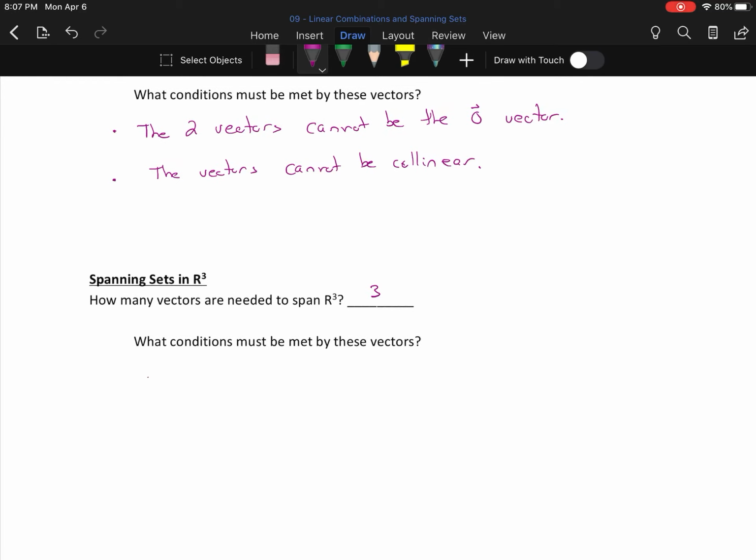In R3, how many vectors are needed to span R3? 3 vectors now are needed to span R3. And what conditions must be met here? Little hint: often this comes up on a test, or in this case an assignment, to talk about what conditions must be met by the 3 vectors. First of all, the 3 vectors cannot be the 0 vector. I'm not going to span anything with the 0 vector. So the 0 vector cannot be involved here. None of the vectors can be collinear. That's not going to help.